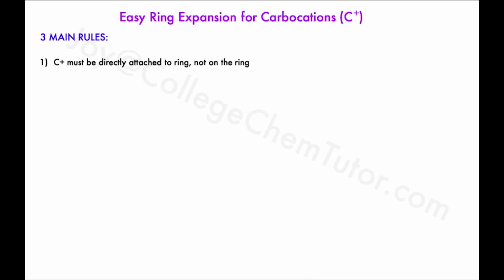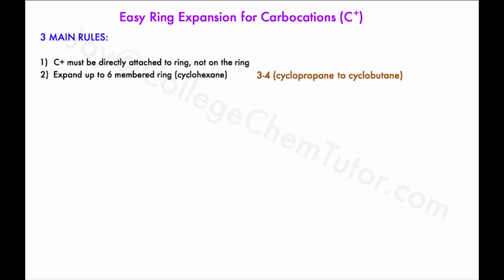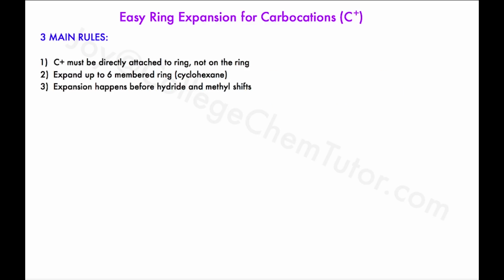Number one, the carbocation atom must be directly attached to the ring, not on the ring. Number two, a ring will only expand up to cyclohexane, which is a six-membered ring. Expansions can occur from 3 to 4, 4 to 5, and 5 to 6. And last, number 3, ring expansions happen before hydride or methyl shifts.